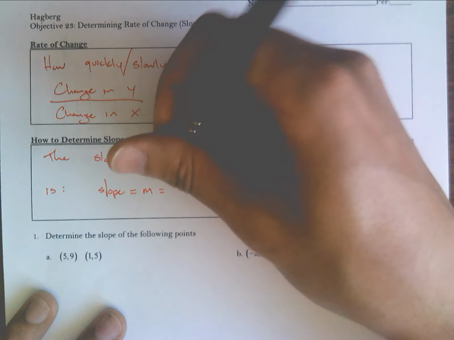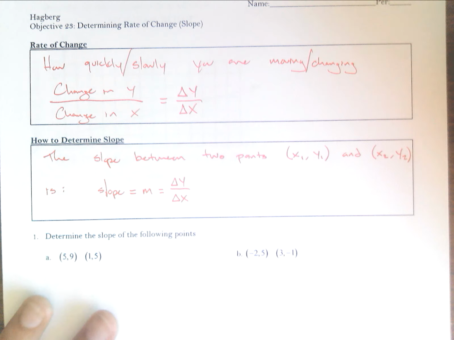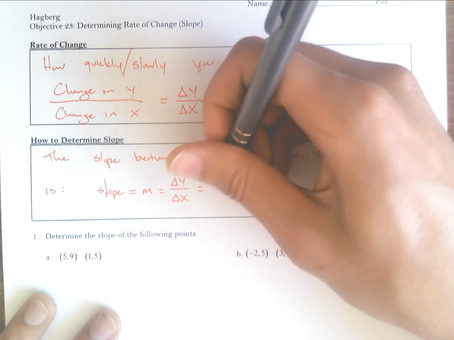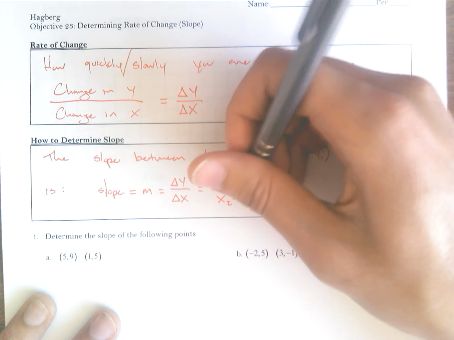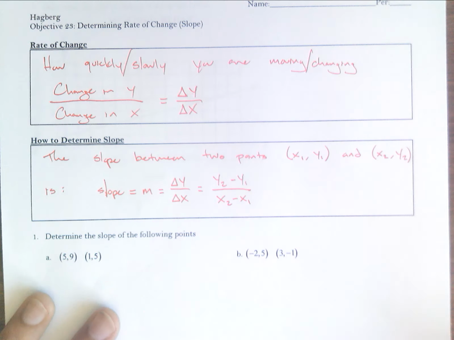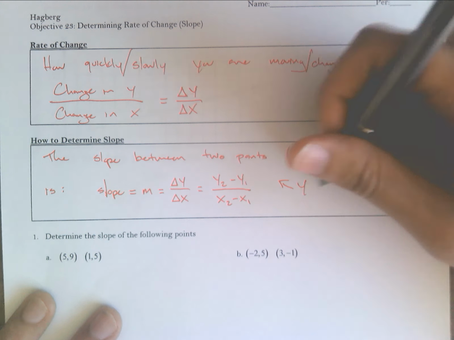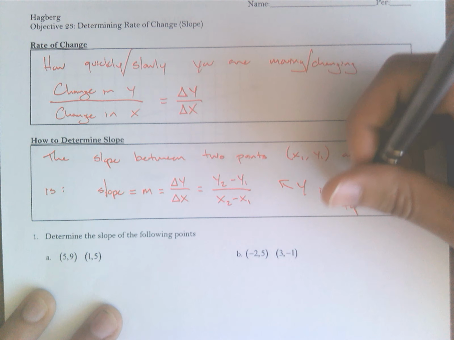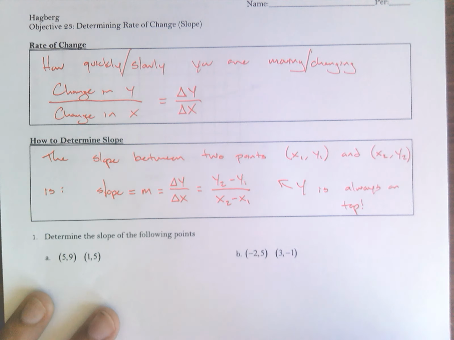So we know that slope is change in y over change in x. But we've got a formula that we can use using these 2 points. And that formula is y2 minus y1 over x2 minus x1. So notice that the y's are on top. That's always true when finding the slope. Y is always on top. So we're going to use this formula, y2 minus y1 over x2 minus x1. So let's try a few examples.